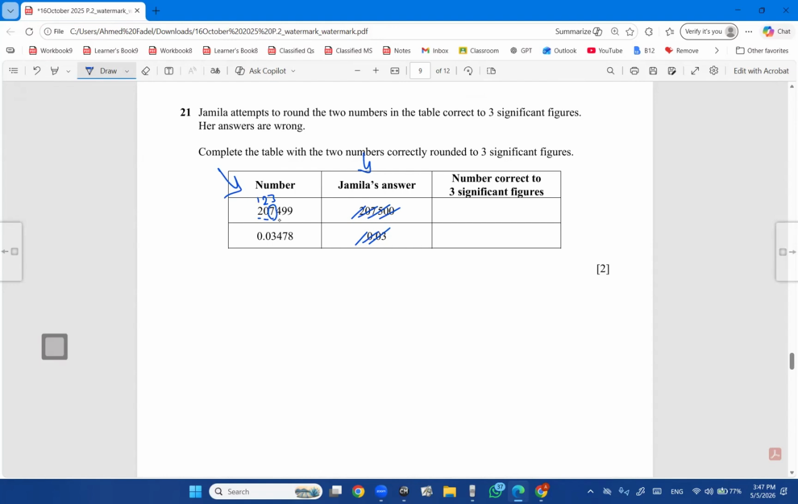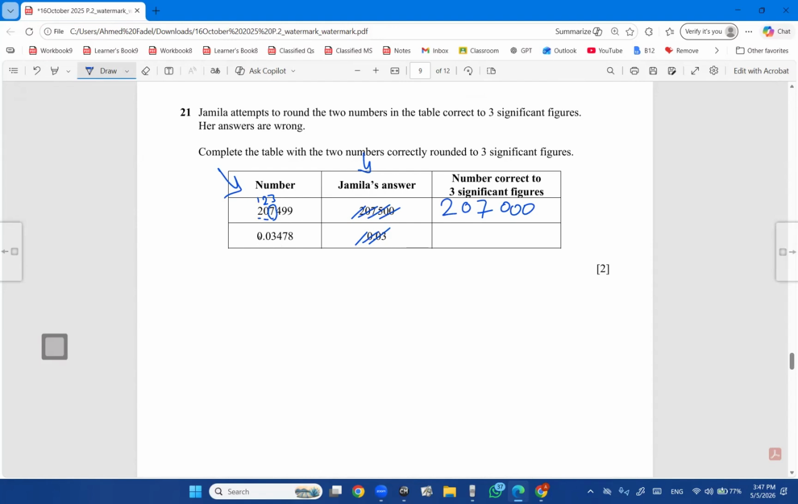Look at the digit after it, strong or weak? It is weak, so it is 207,000. Everything after turns into a zero. If they were decimal places, you remove them. But they are actually part of a whole number, so you turn them into zeros.